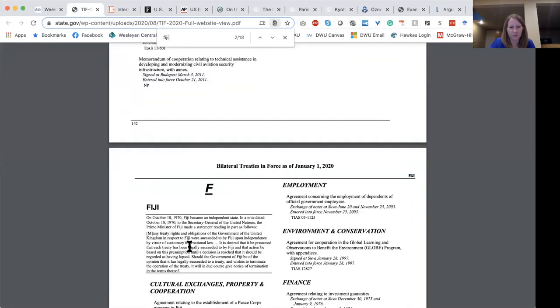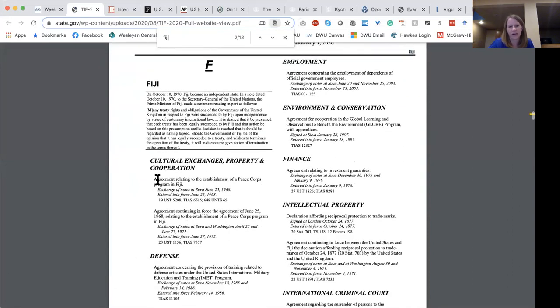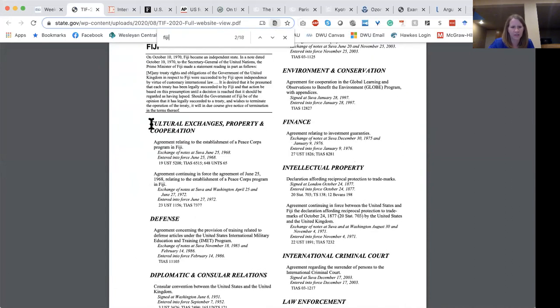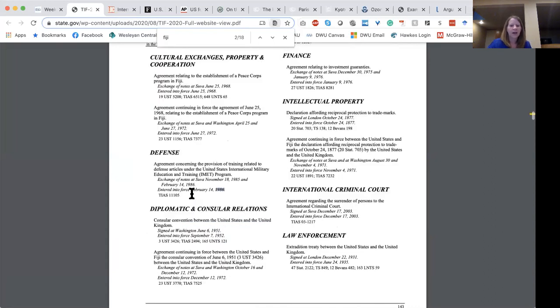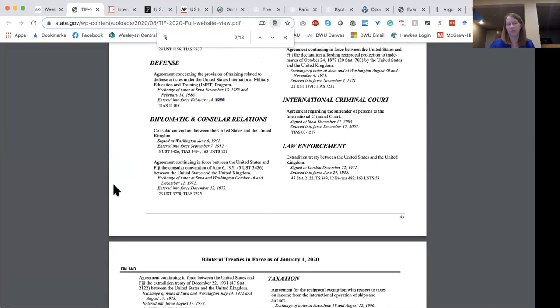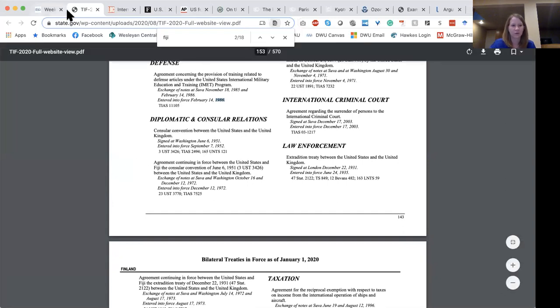And then it takes you to them and you can see what type of international treaties we have with them, looking at cultural exchange, property and cooperation, at the defense, and when they were actually signed and then when they were enforced. So you can see we have an agreement concerning training related to defense, and that was signed in 1985 and it went into effect in 1986. So if you ever care about looking at specific countries, this is a great resource for you.